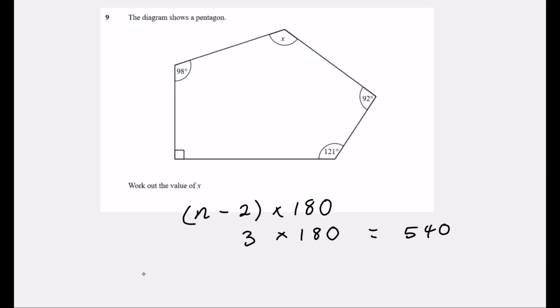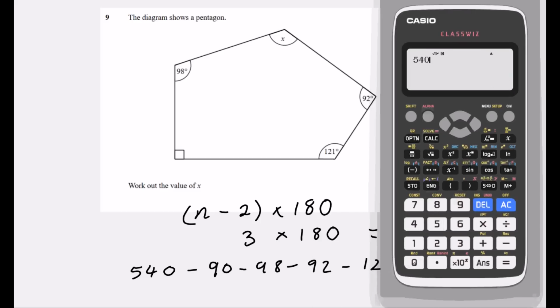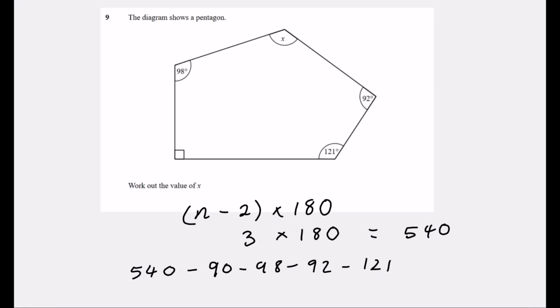So the angles have to add up to 540. So we're going to take away the ones we know. We've got 90, 98, 92, and 121. And then that will be our answer. 139 degrees.